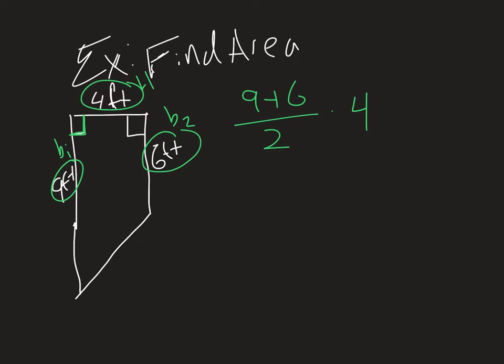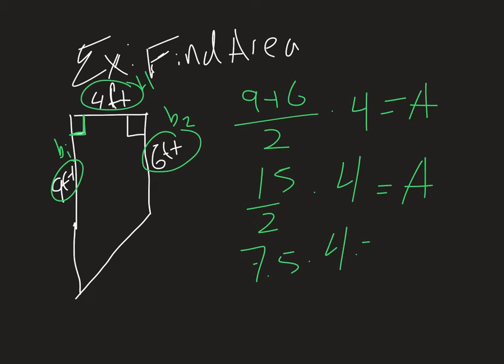And then I'm going to simplify that expression as much as I can. That'll be the area. So we add up the 9 and the 6, we get 15 divided by 2 times 4 equals the area. Then we divide the 15 by 2, we get 7.5 times 4 equals the area. And that would mean that the area is 30 square feet, or feet squared, however you like to write it.